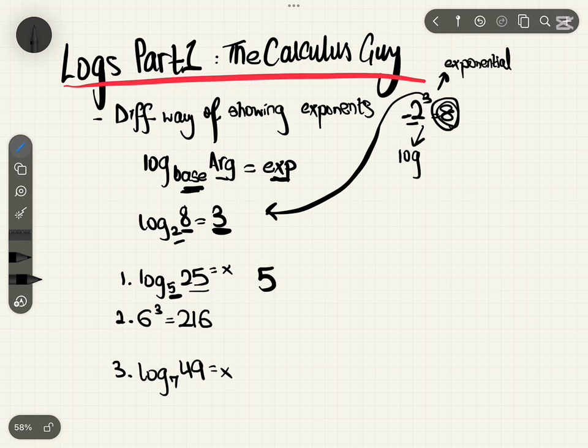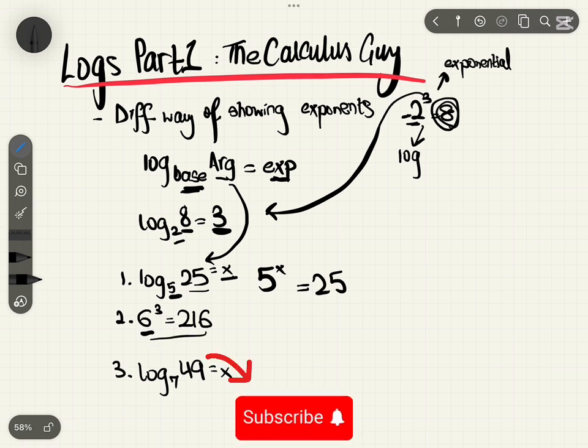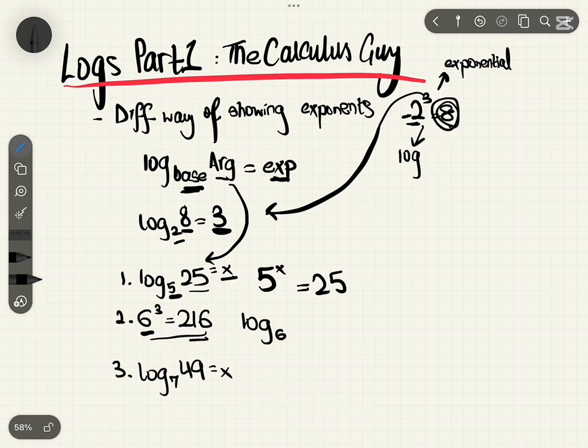In this case, we see that 5 is written at the bottom of the log, that means it's the base, and x is written as the answer, that means it's the exponent, and the argument is written in the middle, which is 25, so the answer must be 25. Now in this case, we see that 6 is the base here because it's being set to a certain power, so it's going to become log base 6, and the argument that we're going to pass is the answer here, which is 216, and the answer will be the exponent that we are putting 6 to, which is 3.